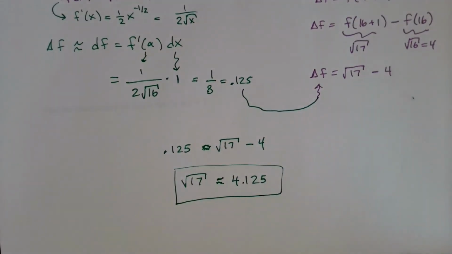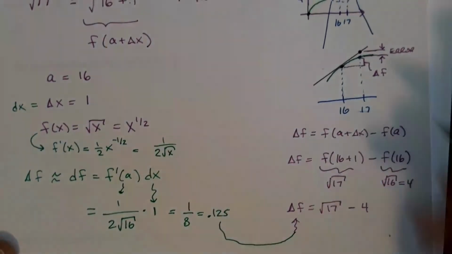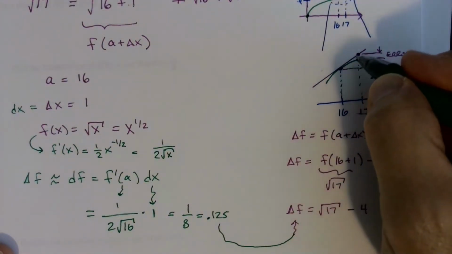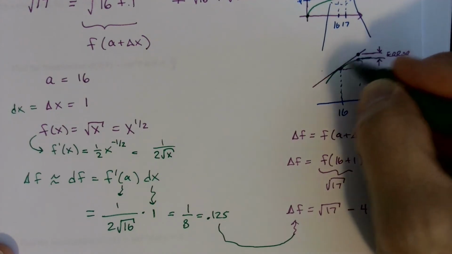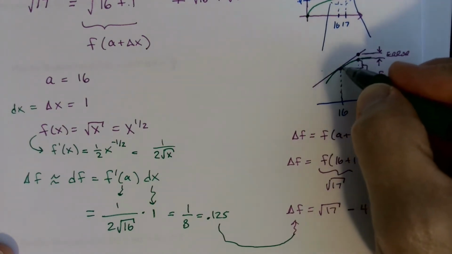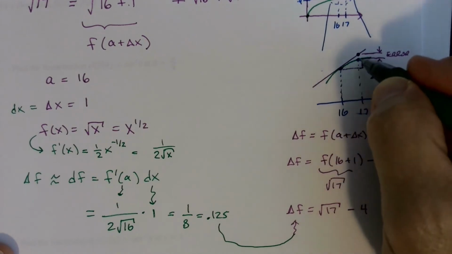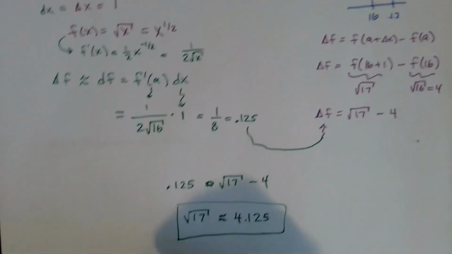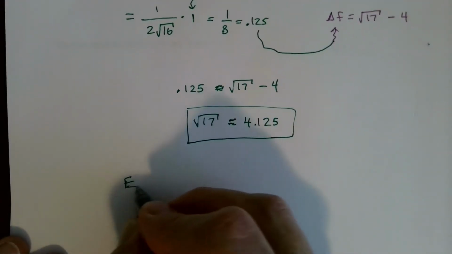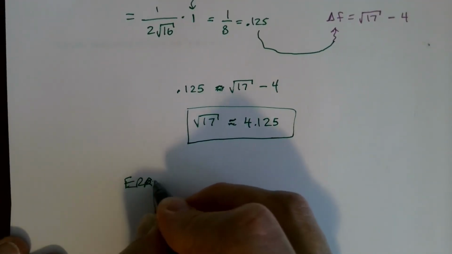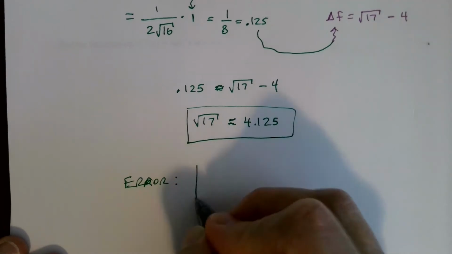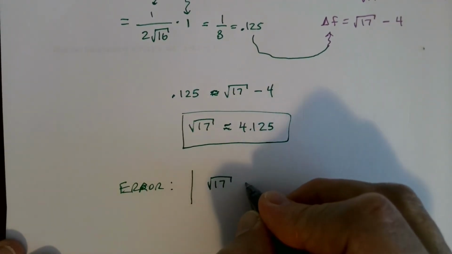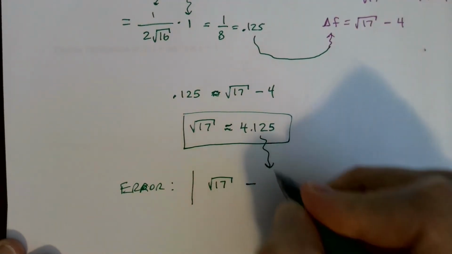There's the estimate using linear approximation. And it's not the same thing, right? So if you look at this graph, it's actually a little bit higher. Our estimate is up here on the tangent line. It's not on the actual curve of the square root function. Okay. Now, what is our error? What is our error? Well, it's the absolute value of the square root of 17 and our estimate, right?